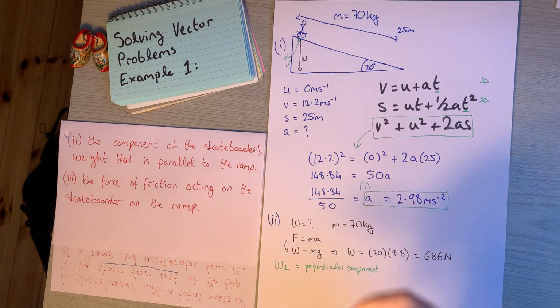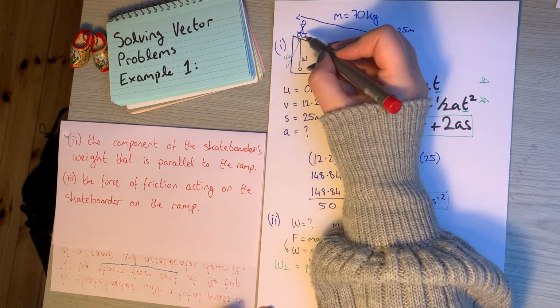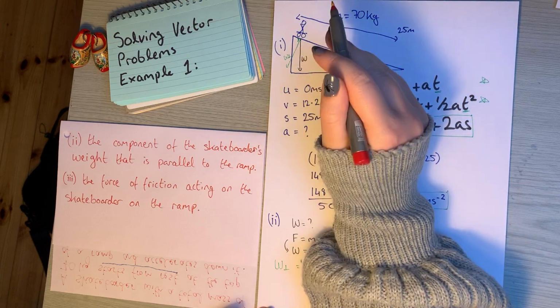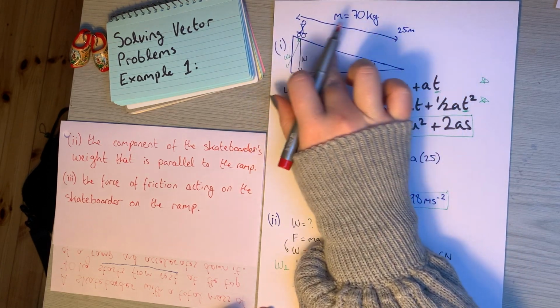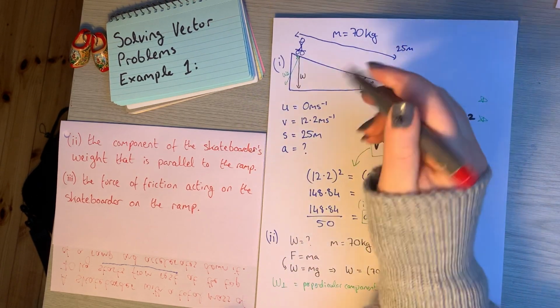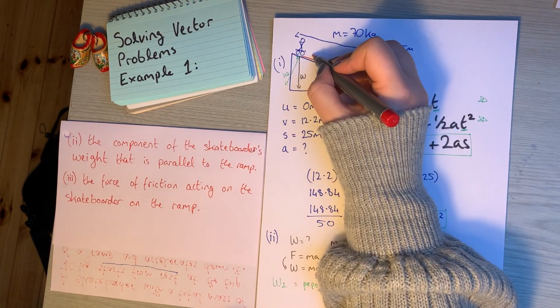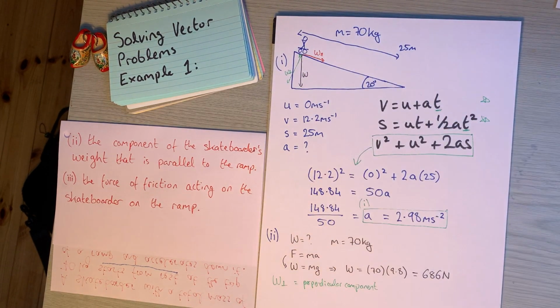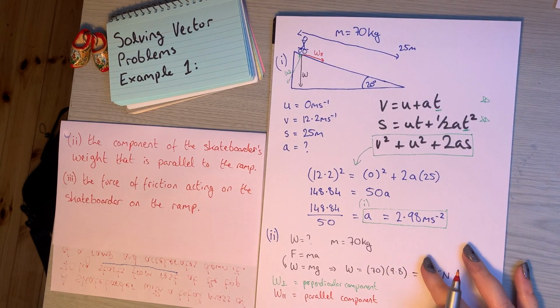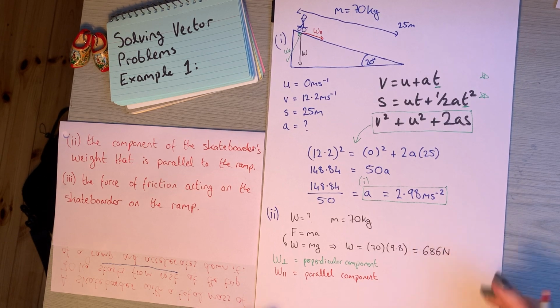Right. Parallel then means to have the same slope. So his parallel component to the ramp would have to have the same slope as the ramp. So it has to go down this way, like so. Like that.